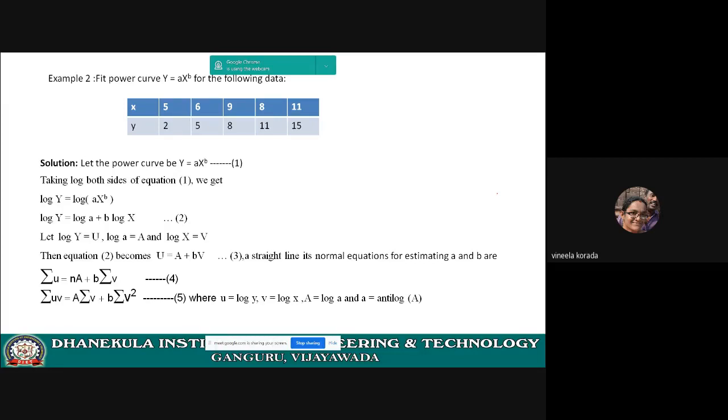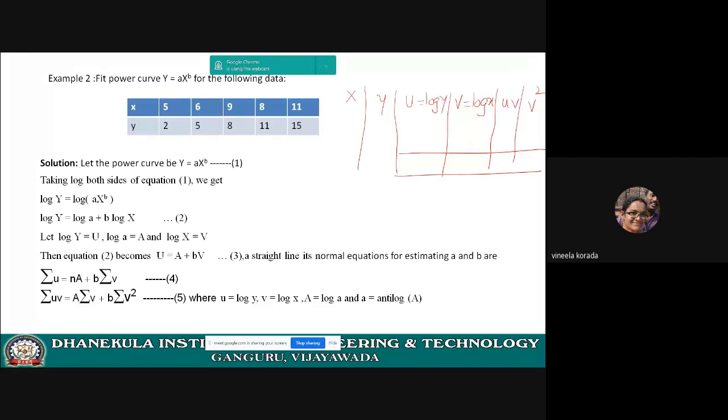Now calculate the values. As usual, you have the table form. You must take x values, y values, next u, which is nothing but log y, next v, which is log x, and next uv. Next, v square. Calculate the table and get me the values quickly.